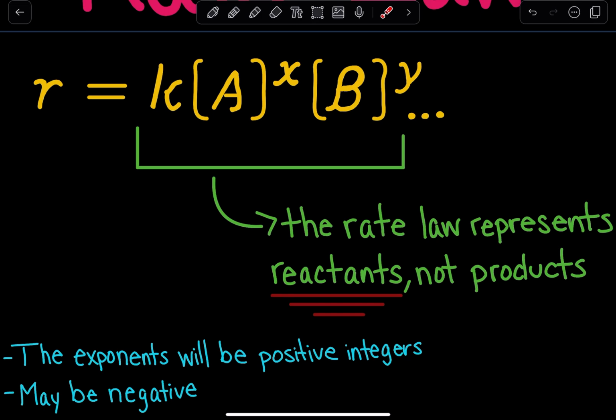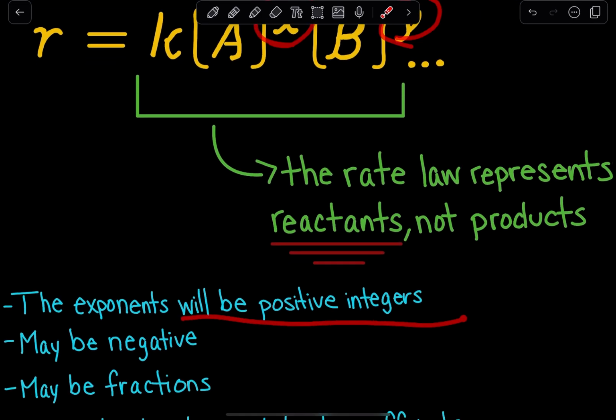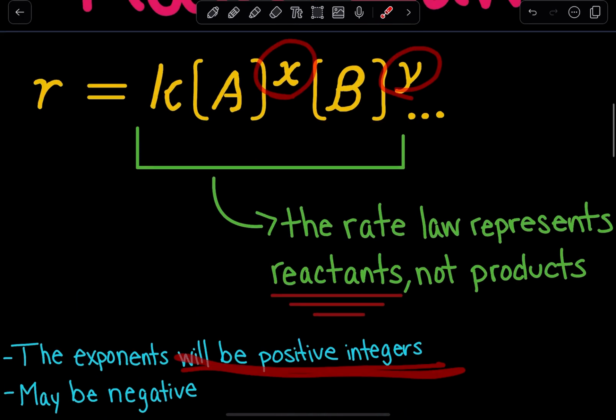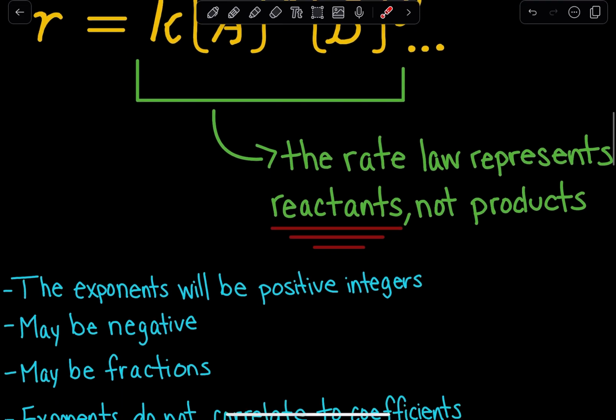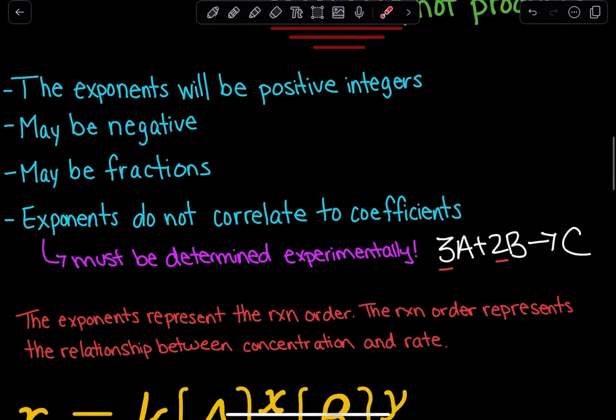Now, let's take a moment to talk about the exponents. The exponents are most often positive integers. Sometimes they can be negative integers, and sometimes they can be fractions, but most commonly they will occur as positive integers. Now, another concept we must understand, which is often mistaken by many students, is that exponents do not correlate to coefficients. Now, what does that mean?